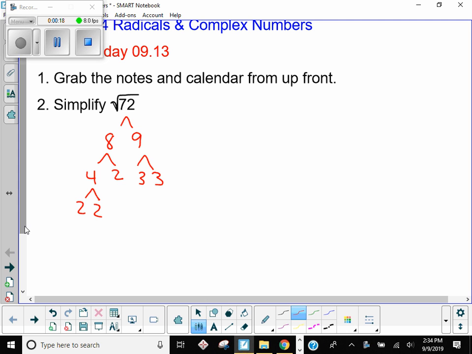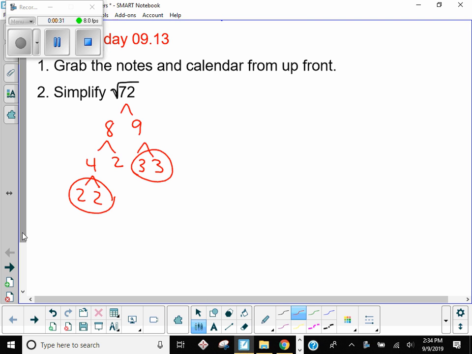9 can be factored into 3 and 3. And then you're looking for what kind of pattern here? Doubles, right? You're looking for pairs of numbers. And so I have 2 2s right here, 2 3s right here. What that means is I'm going to pull 1 2 outside the radical. I'm going to pull 1 3 outside the radical.